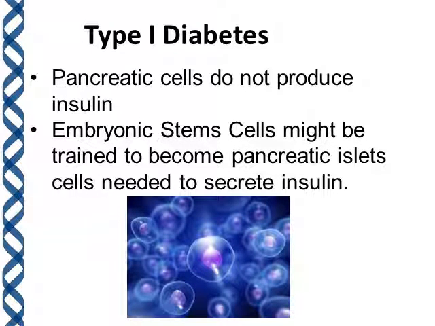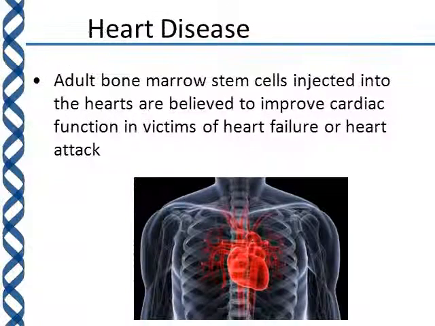For example, in type 1 diabetes, pancreatic cells do not produce insulin. Embryonic stem cells might be trained to become pancreatic islet cells where they can produce and secrete insulin. In heart disease, adult bone marrow stem cells can be injected into the hearts and are believed to improve cardiac function in victims of heart failure and heart attacks.